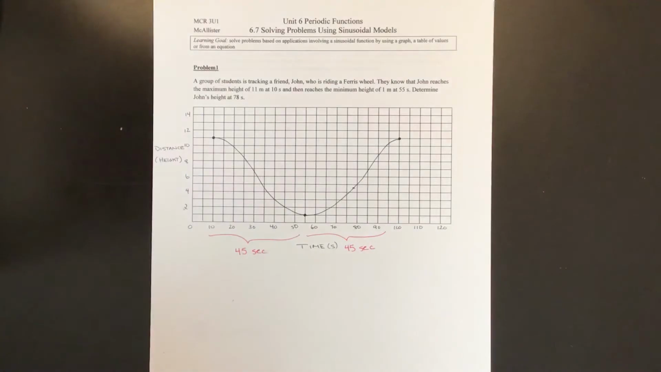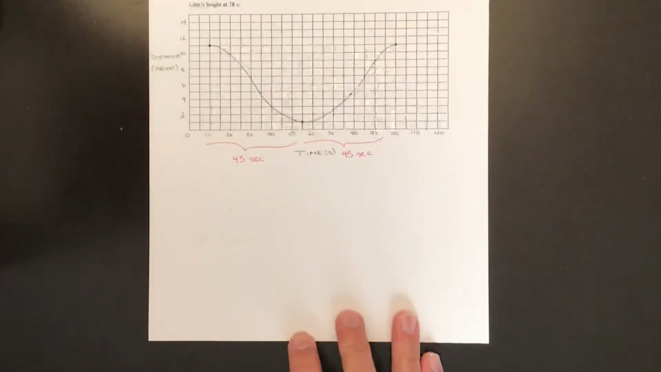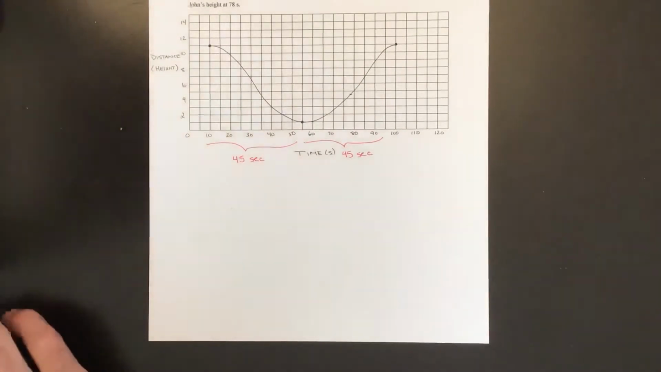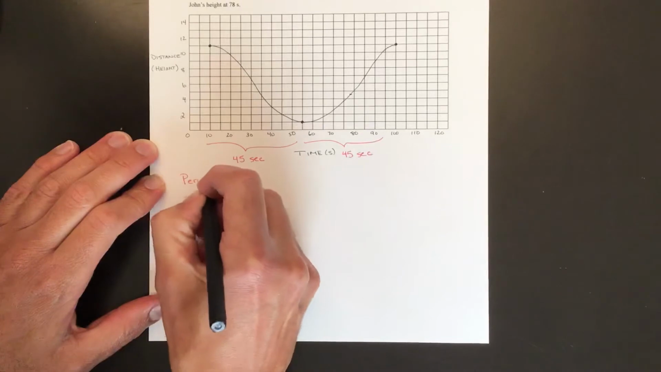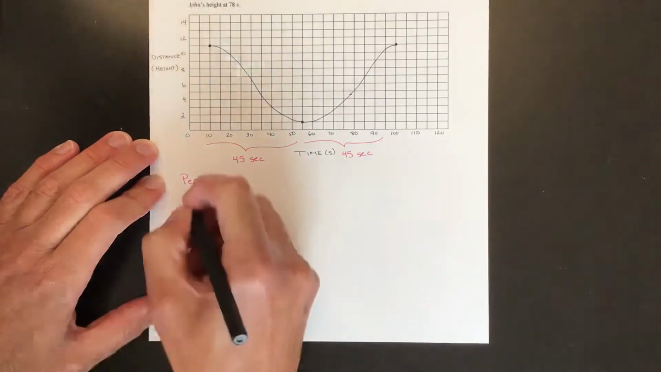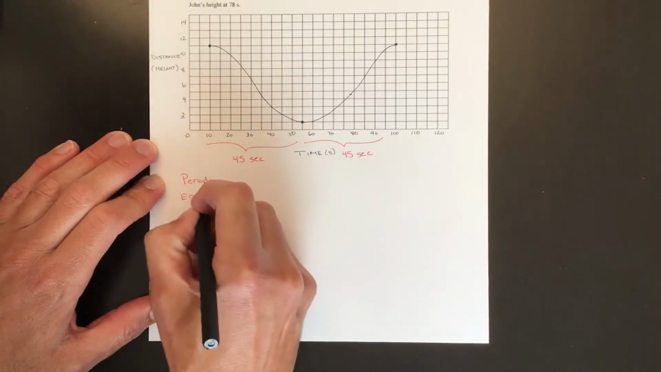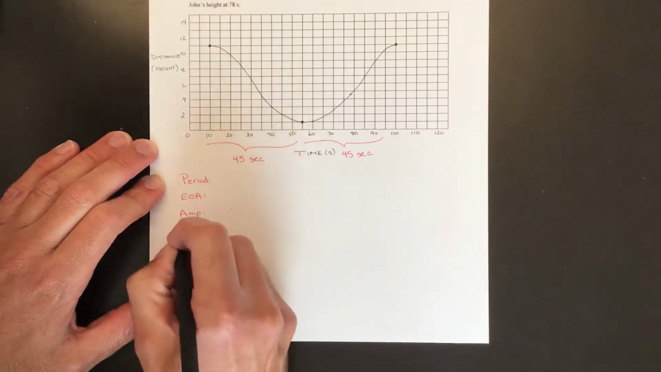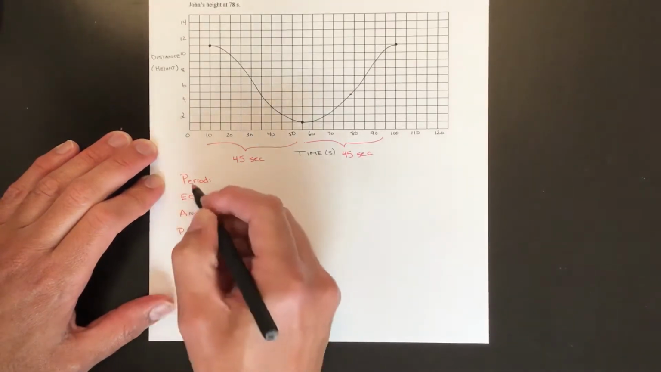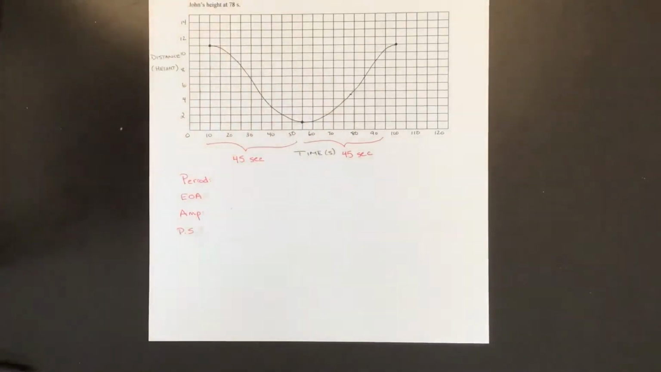We therefore require an equation. So the last lesson we talked about our equations and what we require. So we need the period, equation of the axis, amplitude, and then phase shift. So peeps, if you remember from previous lesson.